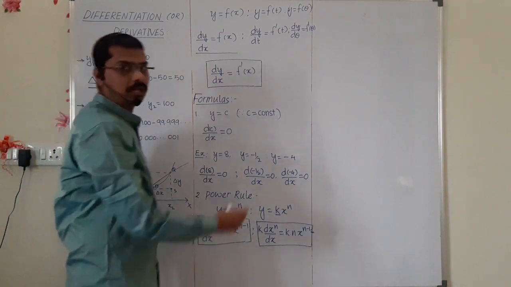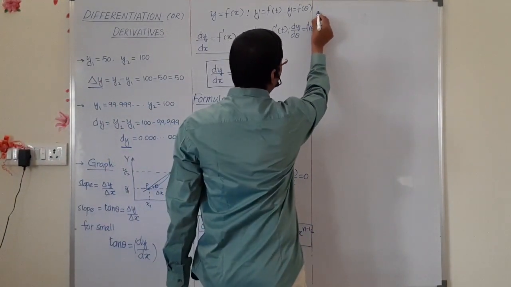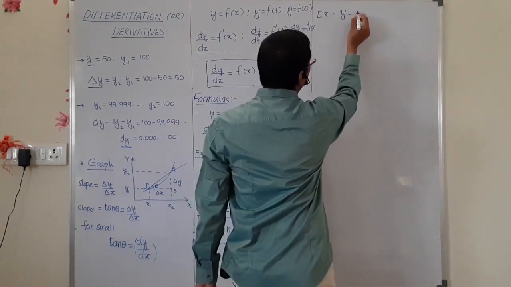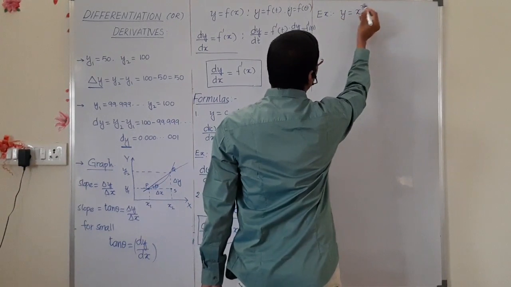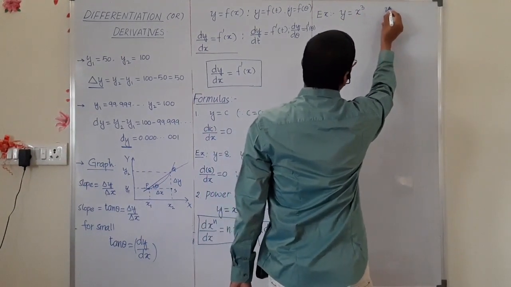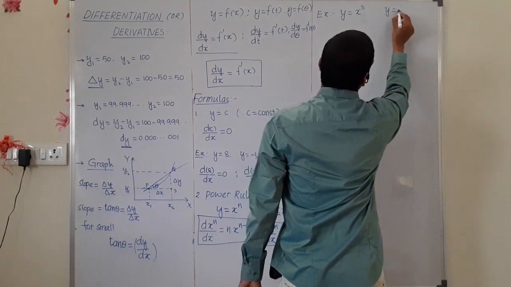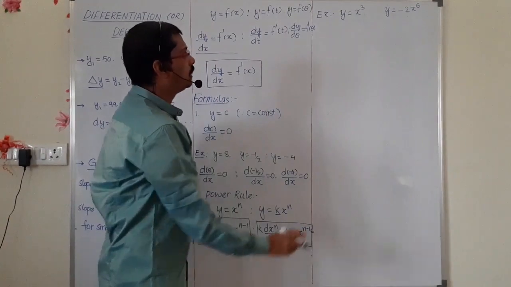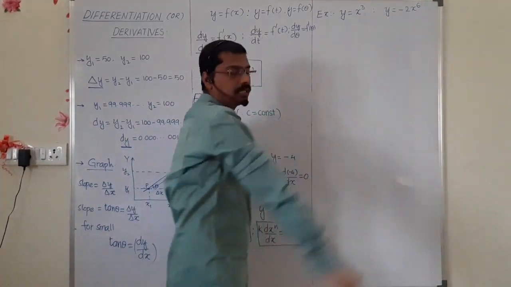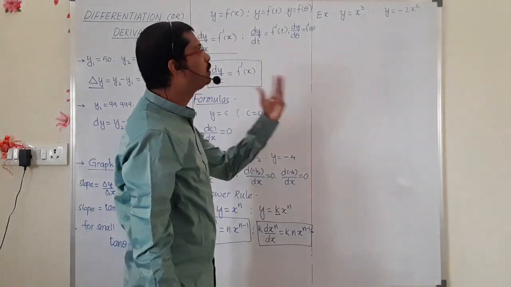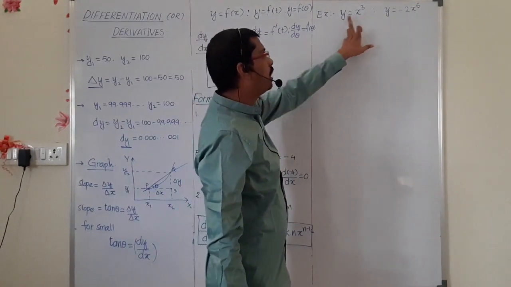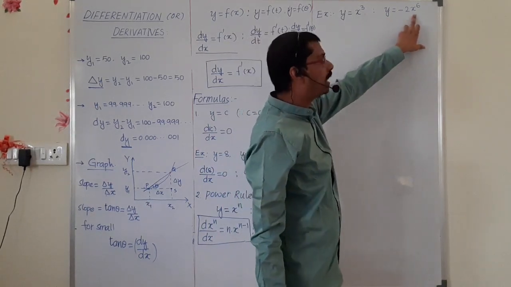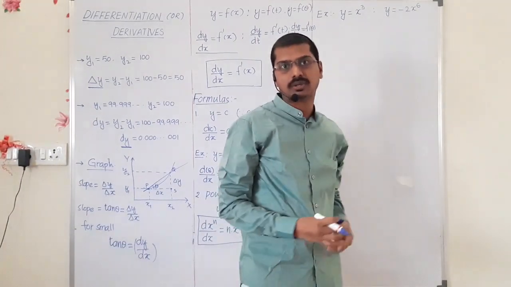Based on this, we will solve 2-3 sums. First one, I am taking very simple sums. I am giving y equals x cube, and second sum y equals minus 2x to the power of 6. Now the differentiation. First of all, whenever a sum is given, we have to observe which function it is. Y is a function of x. We have to differentiate with respect to x. In the second sum also, y is a function of x. That's why we have to differentiate with respect to x.